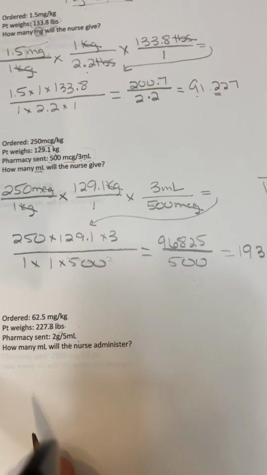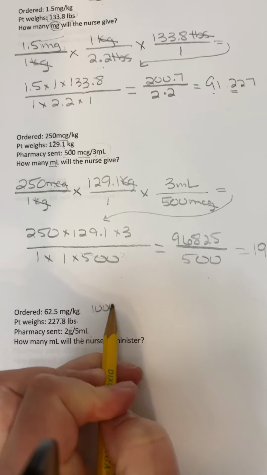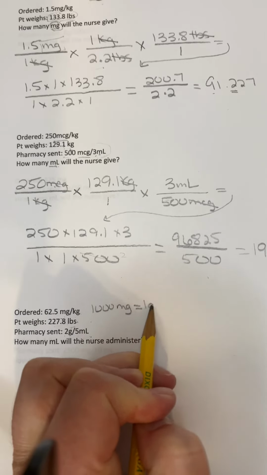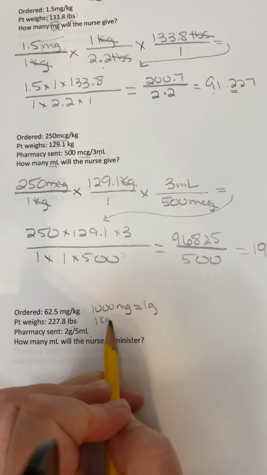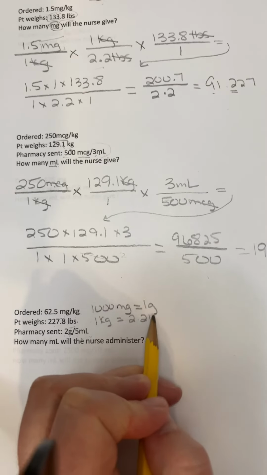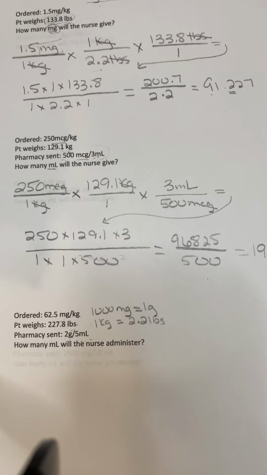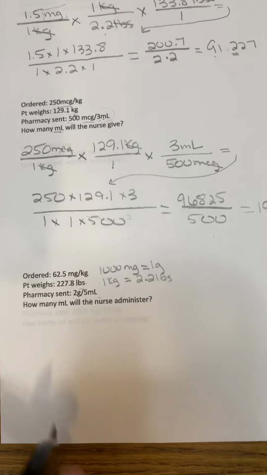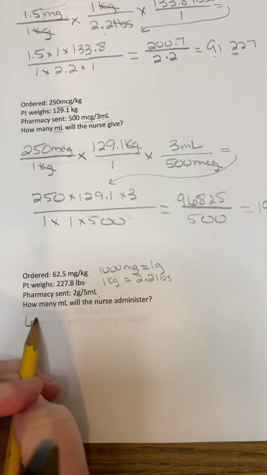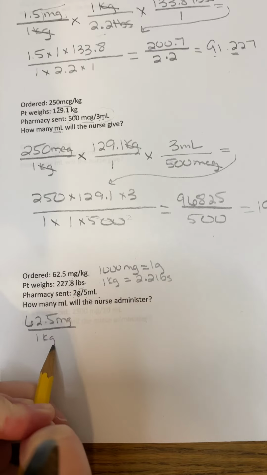So for this one, the important conversions to know is, first of all, that 1,000 milligrams equals 1 gram. And the same one from earlier is that 1 kilogram equals 2.2 pounds. So those are those additional metric conversions that we need to know in order to do this problem. All right, so let's get this set up. We're going to start with what we have ordered. So we have 62.5 milligrams per every 1 kilogram.